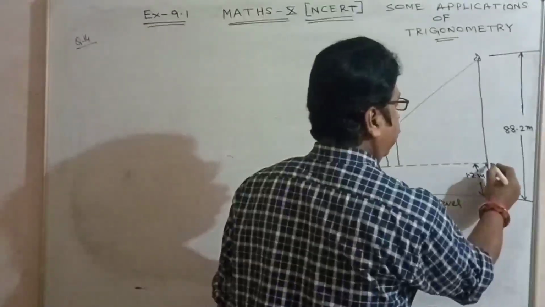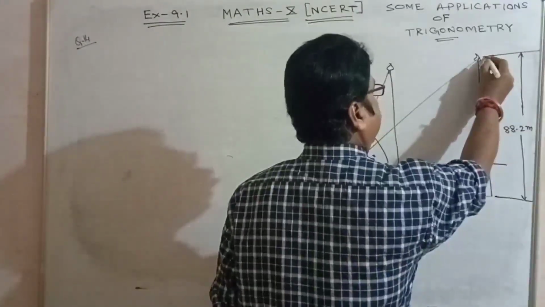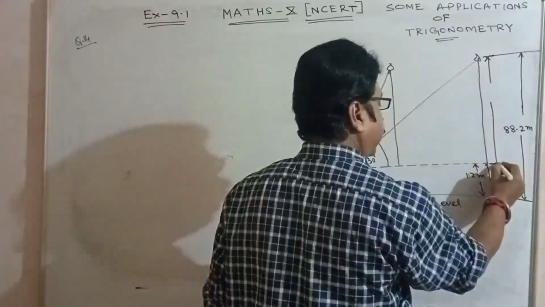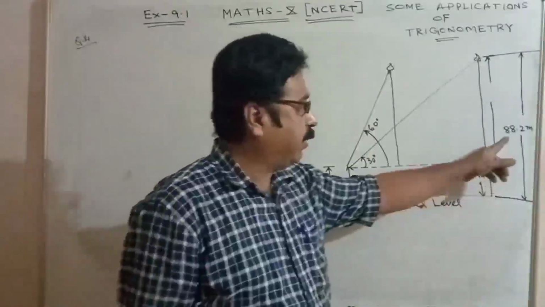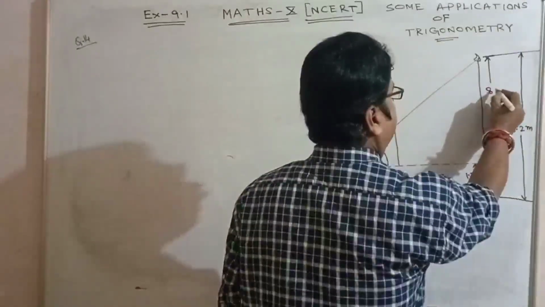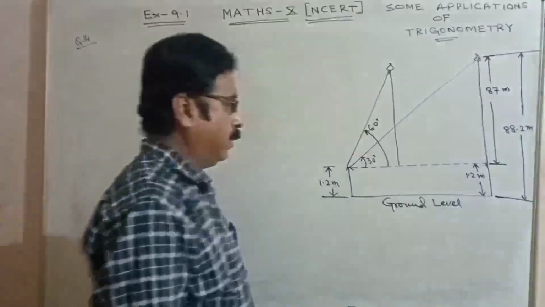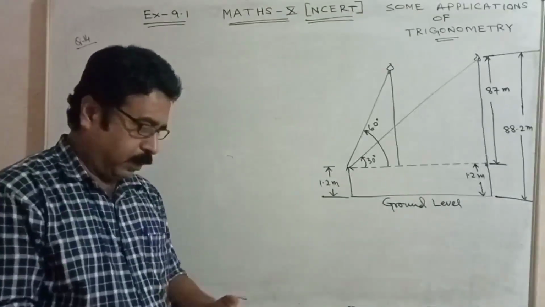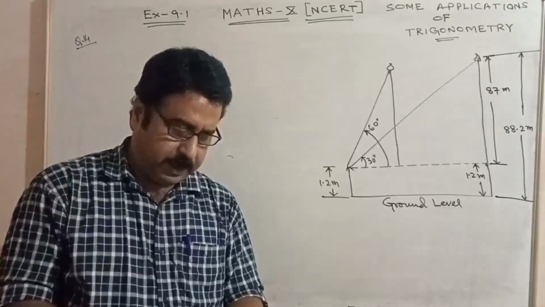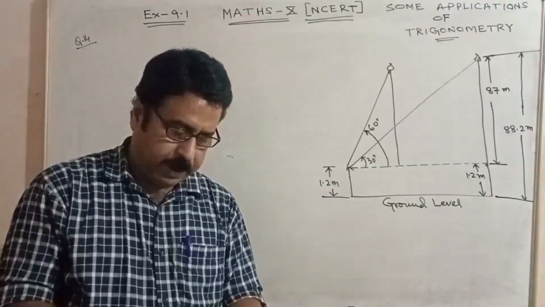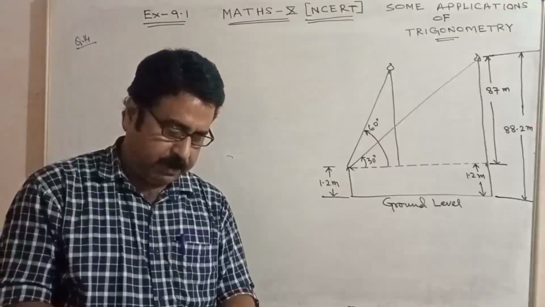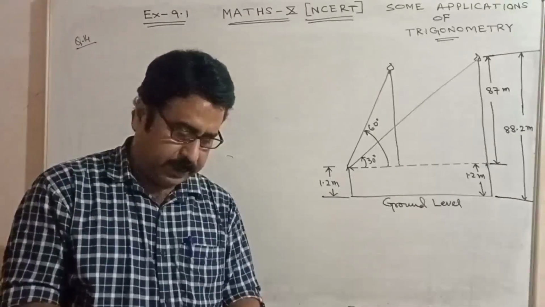If this is 1.2 meter, from 88.2 meter, if we subtract 1.2 meter, it will be 87 meter. A 1.2 meter tall girl spots a balloon moving with the wind in a horizontal line at a height of 88.2 meter from the ground. The angle of elevation of the balloon from the eyes of the girl at any instant is 60 degree.